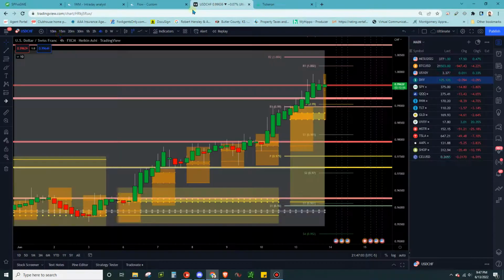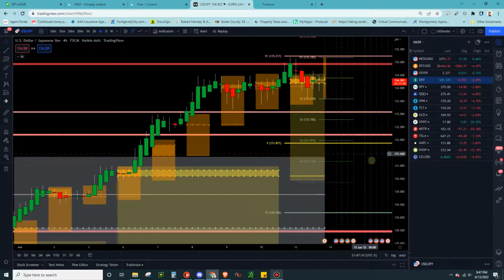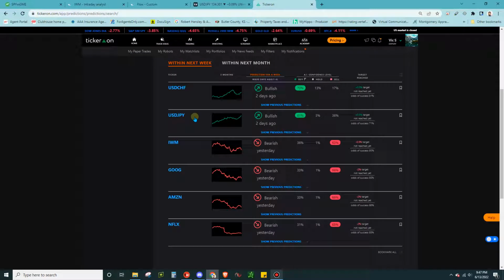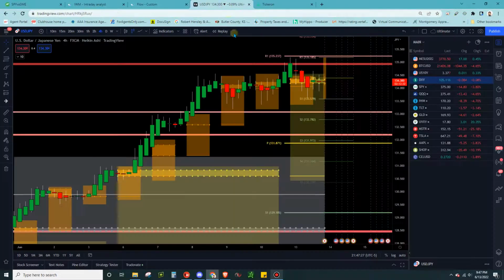Let's see the franc real quick. Oh, that was the franc, sorry. And then let's look at the JPY. JPY is interesting. It's predicting an uptrend. The target has not been reached yet. All of these were reached, it looks like, or not reached. So all these different trends, 4 days ago, the 8th, 7th, 2 days ago, they haven't been reached yet, but I don't know if they're going to be.